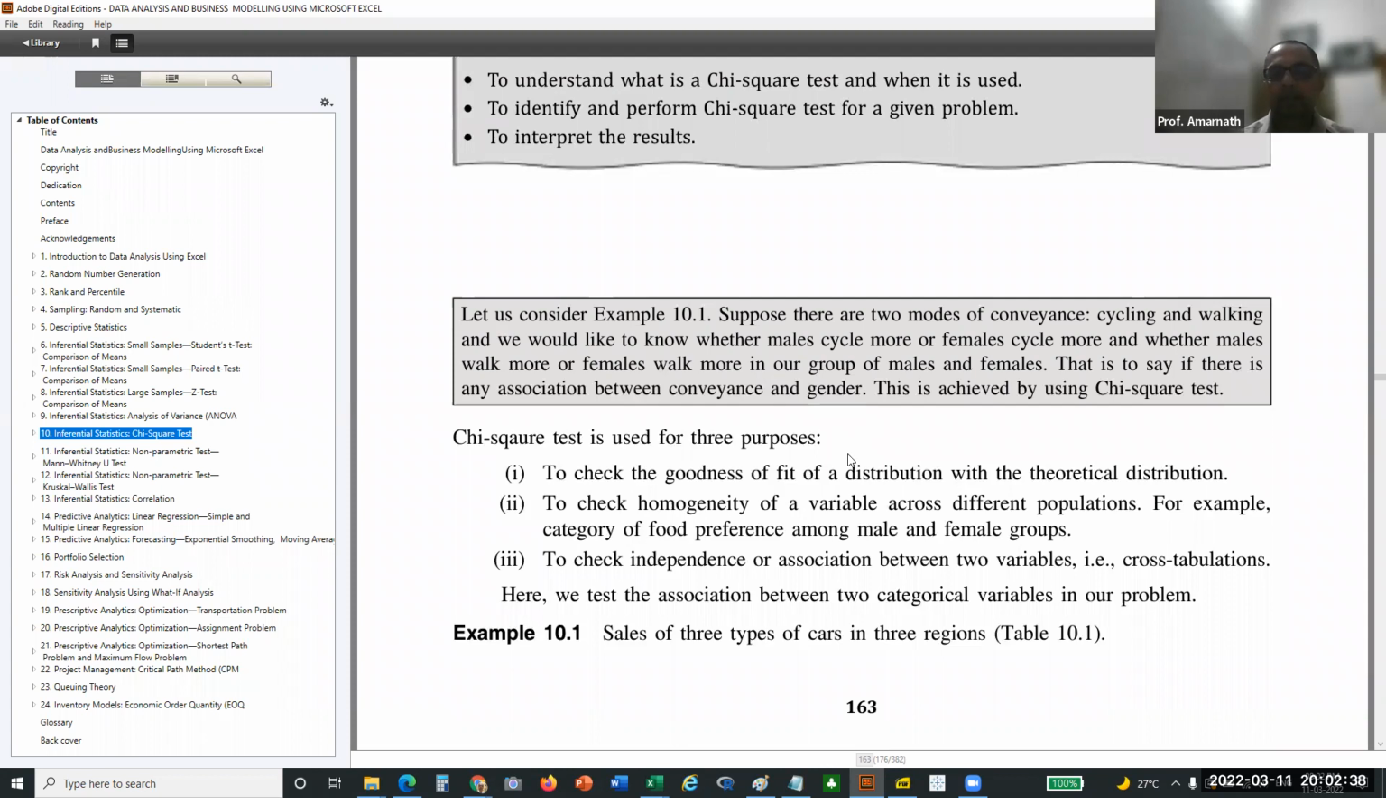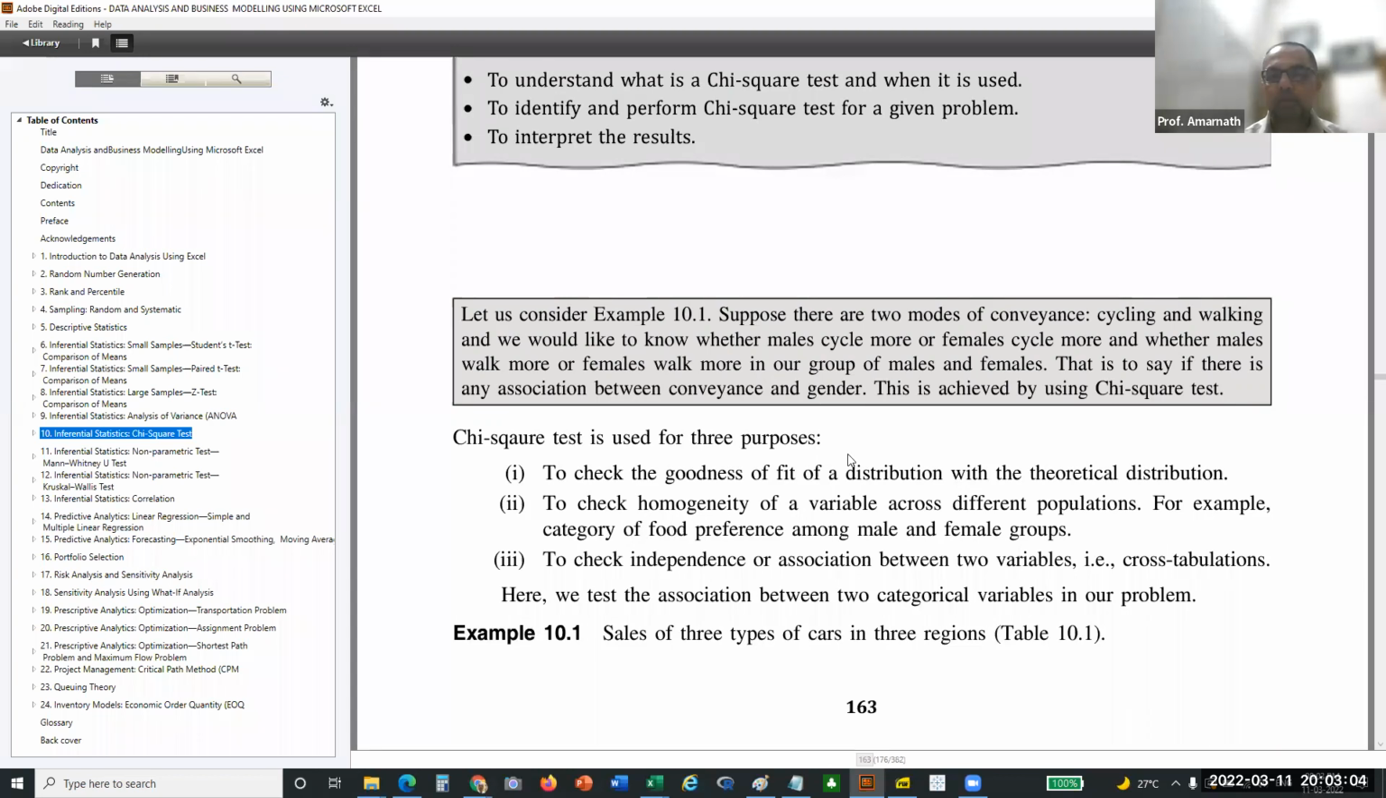Let us consider, suppose there are two modes of conveyance, cycling and walking, and we would like to know whether males cycle more or females cycle more, and whether males walk more or females walk more in a group of males and females. That is to say, whether there is any association between conveyance and gender. This is achieved by using the chi-square test. So what does it do?